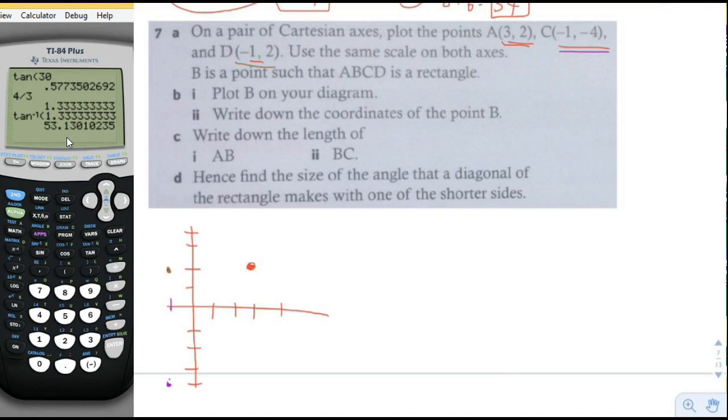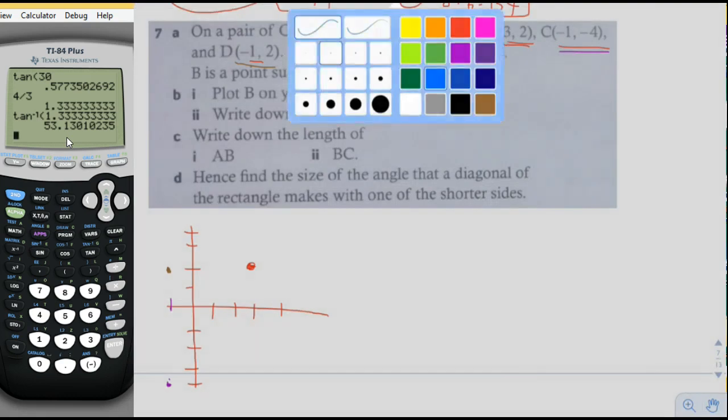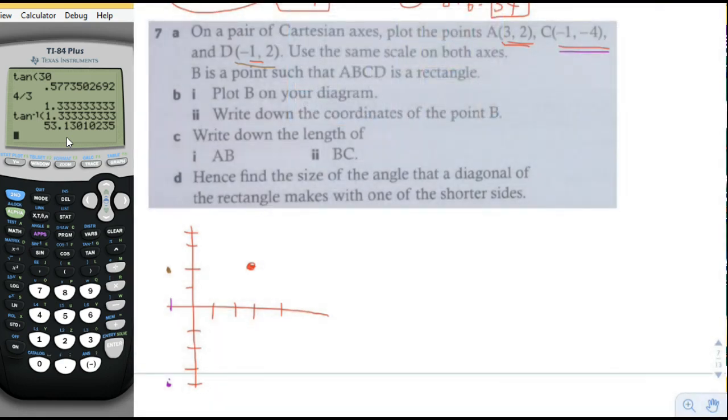Then it says to plot B on the diagram. Oh, we already plotted everything. Oh, I see. We haven't done B yet. The only thing we haven't done is B. They tell us that ABCD is a rectangle. So what's the missing rectangle vertex? Well, it looks like it's right there, right? That would make it a rectangle.